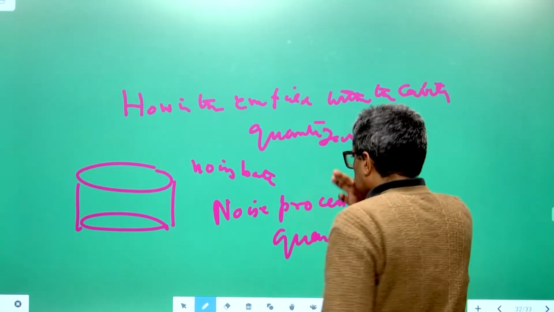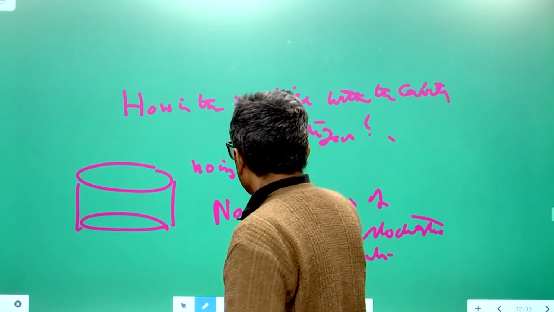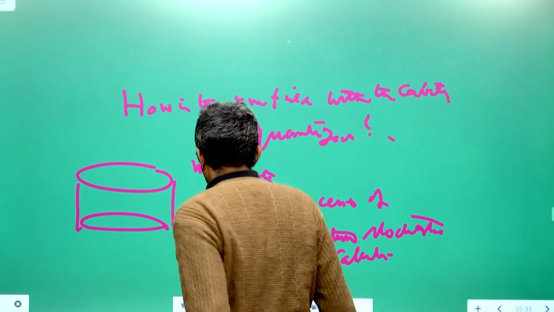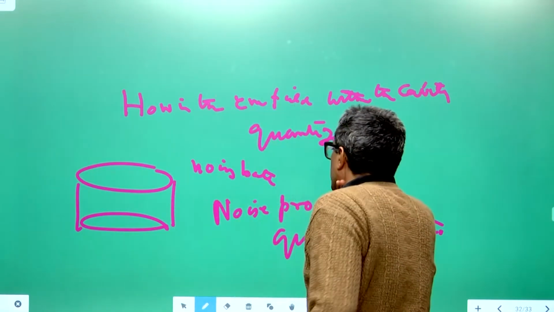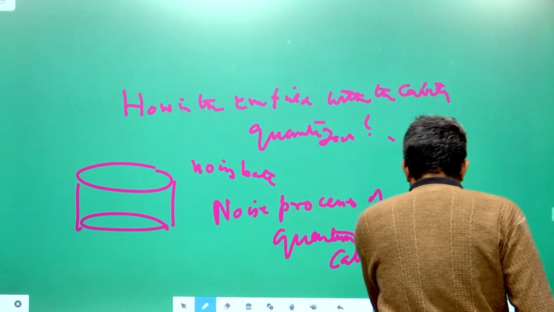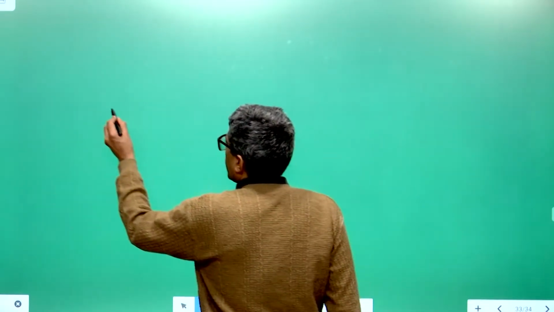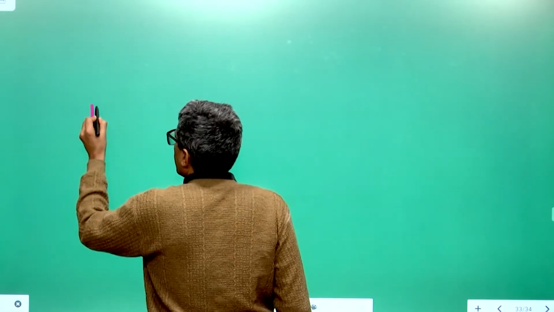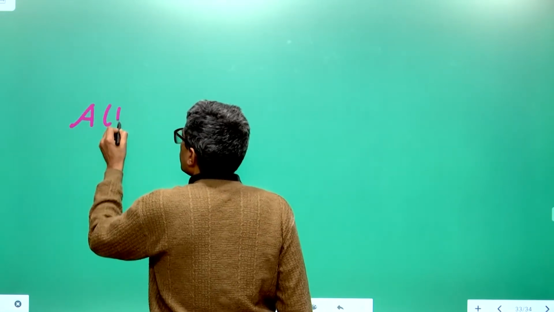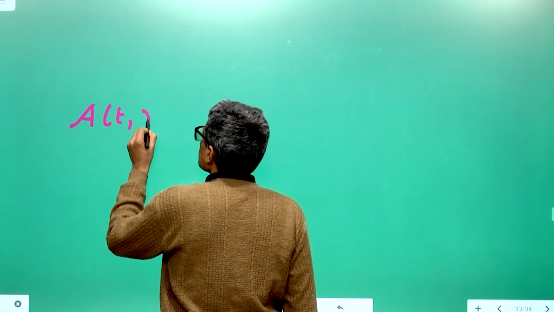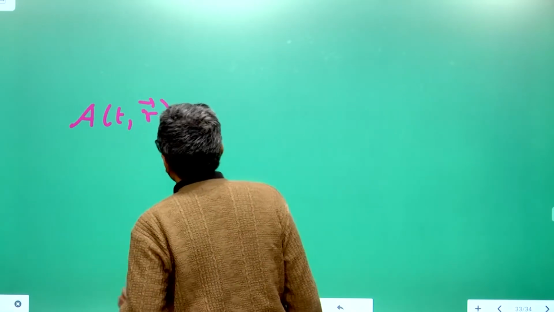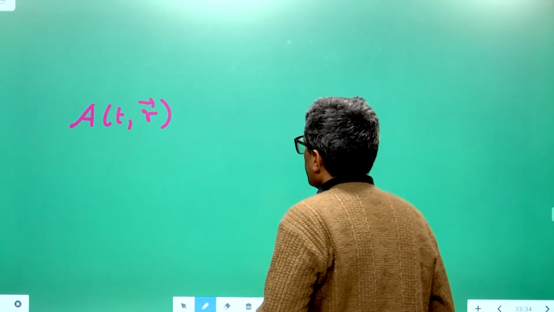So, you want to model it and calculate the transition probabilities. Let us use the Dirac equation this time to do the quantization. First, you consider just the electromagnetic field within the cavity and you quantize it. You can write the vector potential A of t and r in terms of the modes within the cavity.